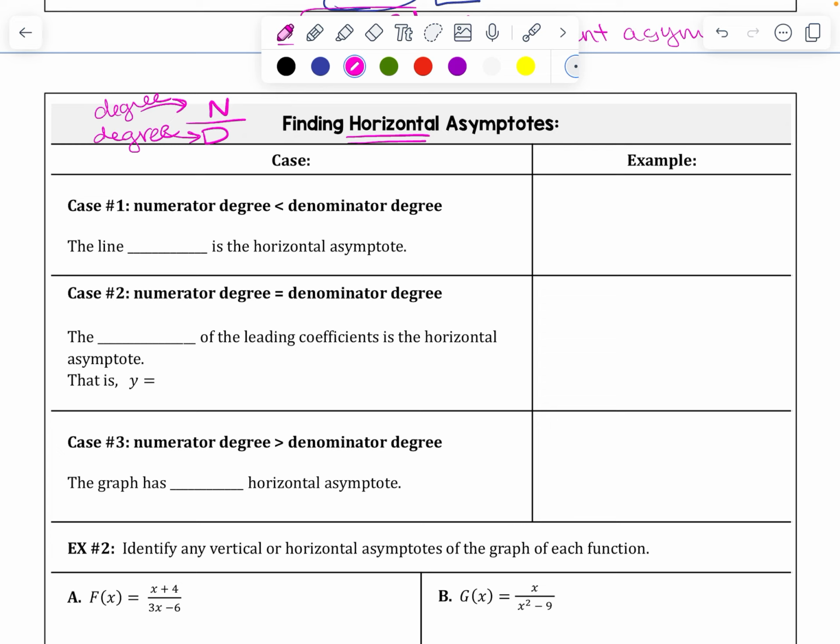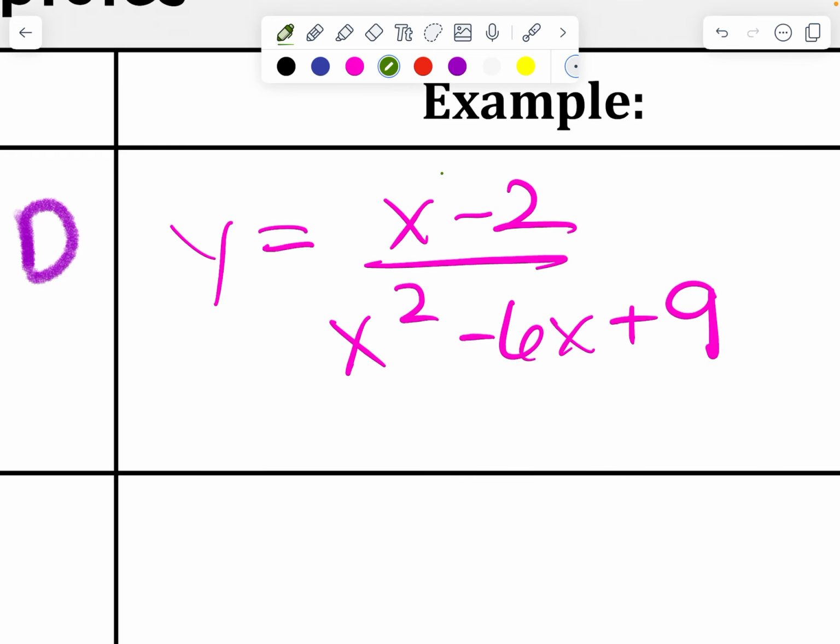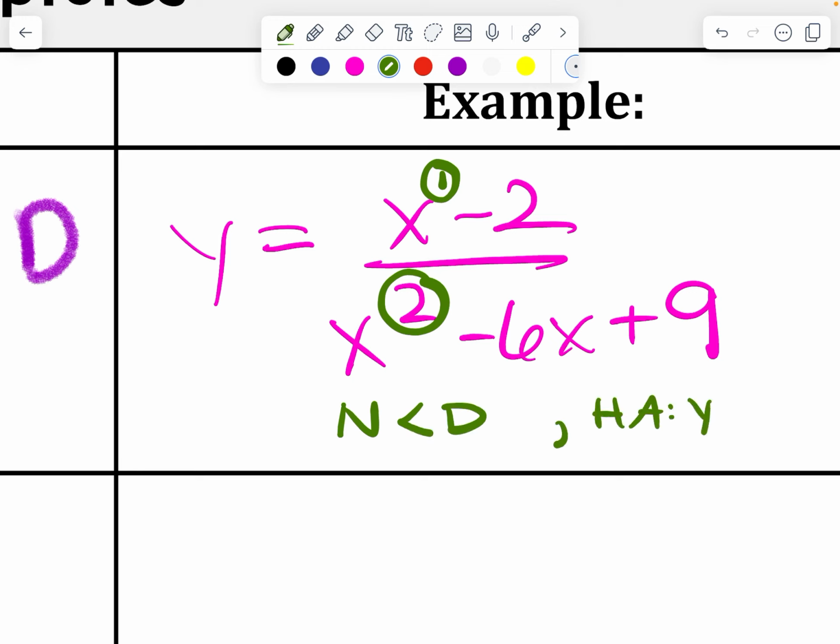Okay, so here's the first case: the numerator degree is less than the denominator degree, okay? So when does that happen? If this is true, then the line y equals 0 is the horizontal asymptote. For example, if you've got y equals x minus 2 all over x squared minus 6x plus 9. If I look at this, my degree here is 1, and my degree here is 2. In this case, the numerator degree is less than the denominator degree because 1 is less than 2. Therefore, the horizontal asymptote is y equals 0.